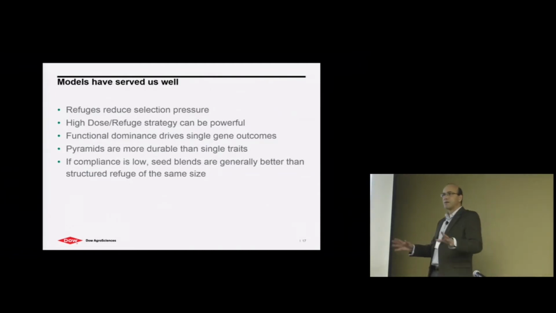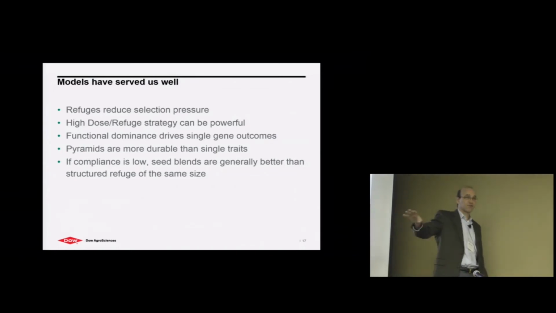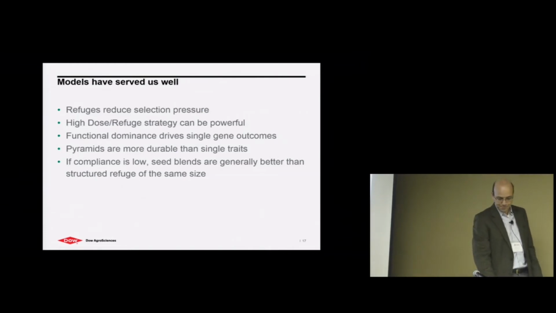So that being said, models have served us well. We've learned some very strong and very clear principles of resistance management using models, be they simple or complex. The refuges reduce selection pressure. The high dose takes out resistance alleles, a very powerful strategy. Functional dominance is driving the single gene outcomes. We've seen that pyramids are more durable than single traits. And we're learning that in situations where compliance with structured refuge is low, it's better to put that refuge in the bag, use a seed blend.